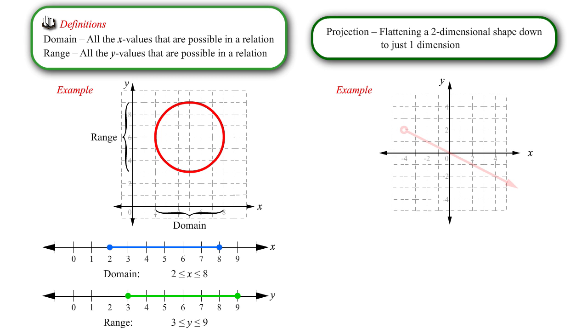Consider this next example. Try the projection on your own and state the domain and range in your notes. Then press continue to see if you are correct. If we project this line to the x-axis, then we are basically squishing it down and only concerned about the x values of our graph.